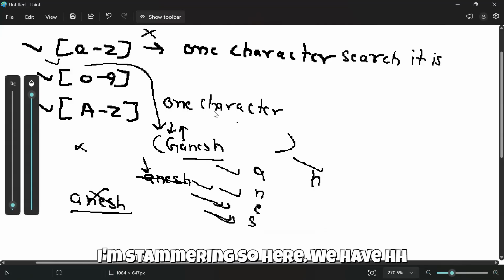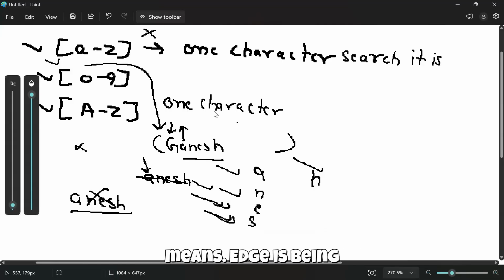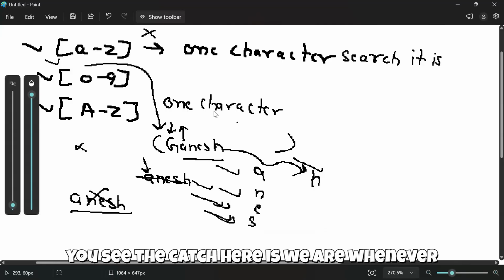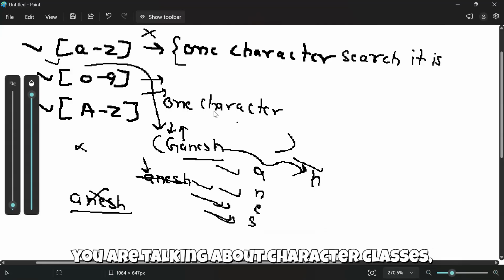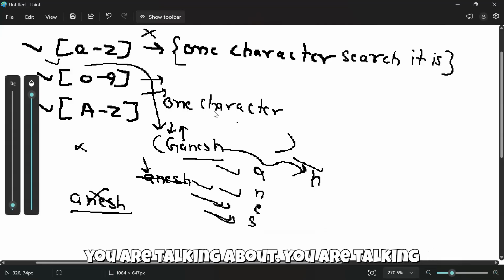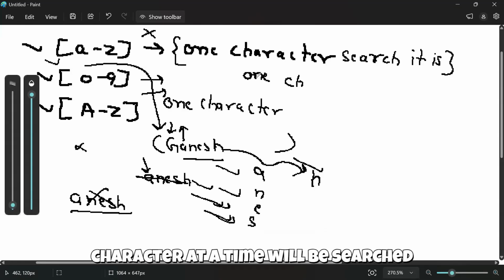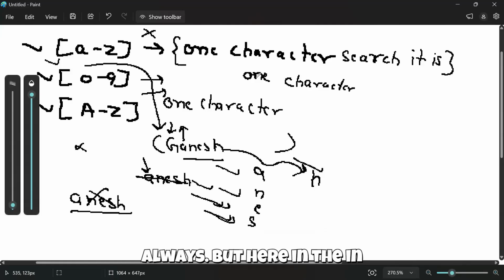So here we have H. H is being extracted from here. So you see the catch here is, whenever you are talking about character classes, you are talking about one character at a time. One character at a time will be searched always.